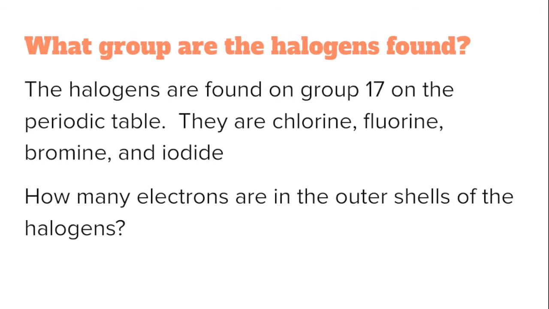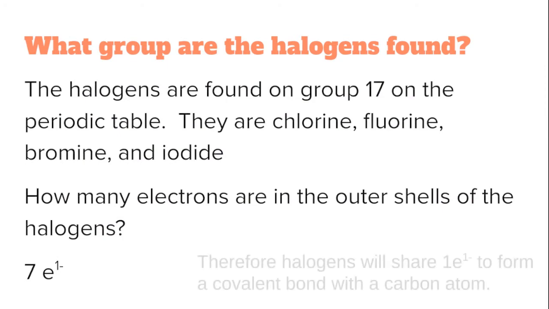So how many electrons are in the outer shell of halogens? Well, they're in group 17, so they have 7 valence electrons, right? So what does this mean? Halogens want to form one bond, right? So they want one valence electron. It's going to be a covalent bond when they bond with a carbon atom. In fact, it's going to be a polar covalent bond due to the differences in electronegativity.